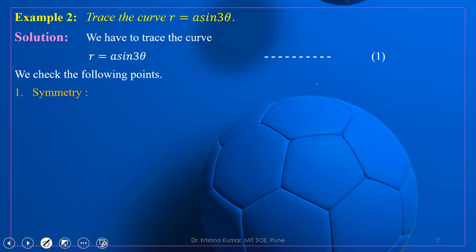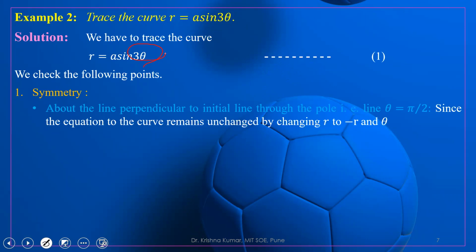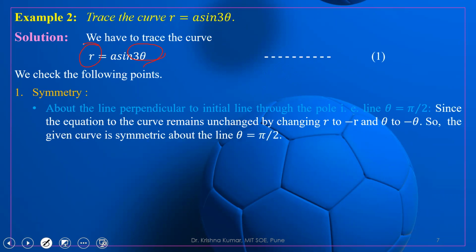We check the following points about symmetry. Clearly here, if we replace theta by minus theta, it will change. It is not symmetric about the initial line theta equal to 0. Since the power of r is odd, it is not symmetric about the pole. It is only symmetric about the line perpendicular to the initial line through the pole, that is line theta equal to pi by 2. If we replace r by minus r and theta by minus theta, the equation of the curve will not change. Therefore, the curve is symmetric about the line theta equal to pi by 2.